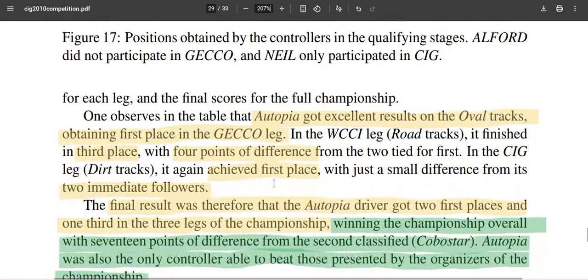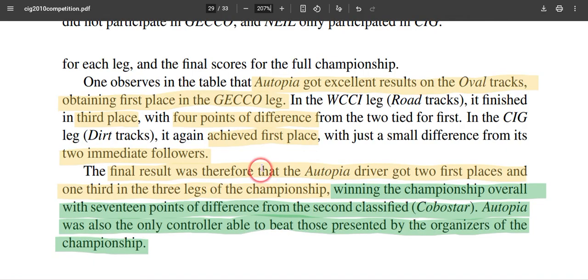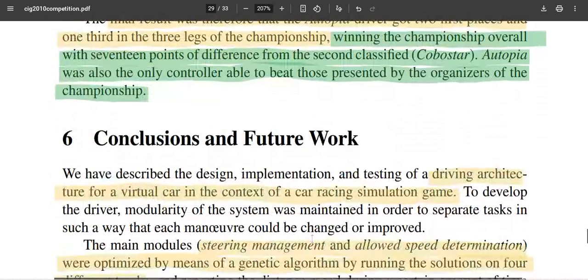Among the overall points, the final result was that it got first in the first two places and third in the last two places, and it became the overall winning champion with a 17-point difference from the second classified, GoPostar. So Autopia was the only controller able to beat those presented by the organization of the championships.